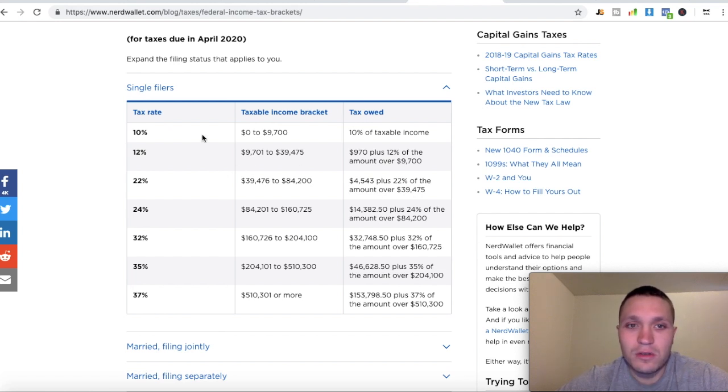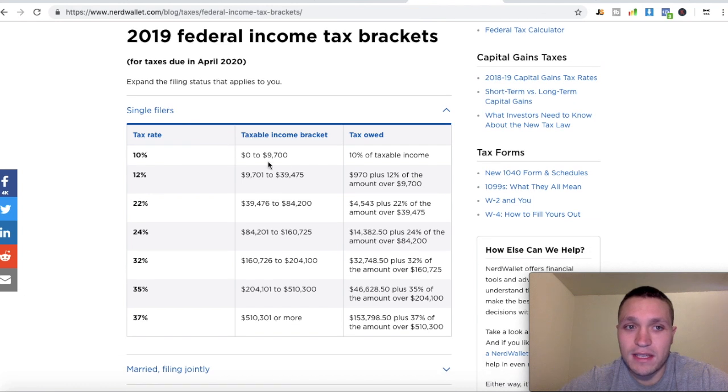They are not all applied at once. Say you make between $84,000 and $160,000 a year. That first $84,000 doesn't all go into that 24% tax bracket. You go accordingly. So your first $9,700 you make as a single filer in 2019 will be taxed at 10%. From that $9,700 to $39,475 will be taxed at 12%. $39,475 to $84,200 will be taxed at 22%. $84,201 to $160,725 will be taxed at 24%.